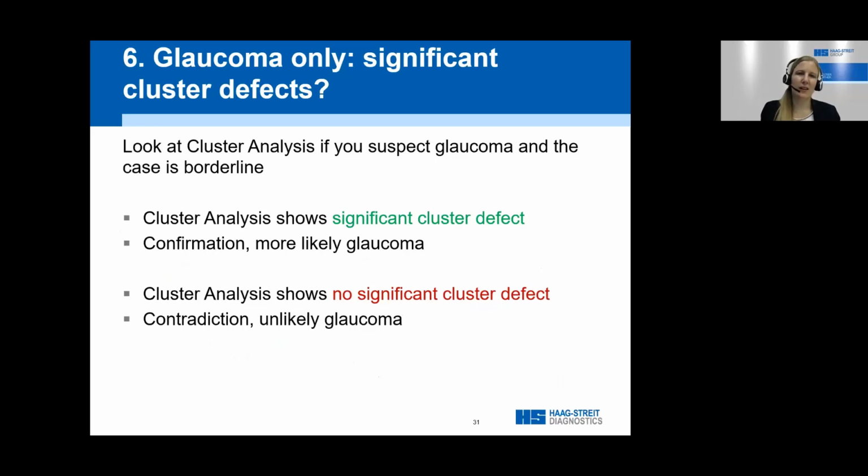And how do you read that? I mean, yeah, if you suspect glaucoma, cases borderline, look at the cluster analysis. If it shows a significant cluster defect, you're much more likely to have glaucoma. On the other hand, if the cluster analysis doesn't show anything, it's probably not there.